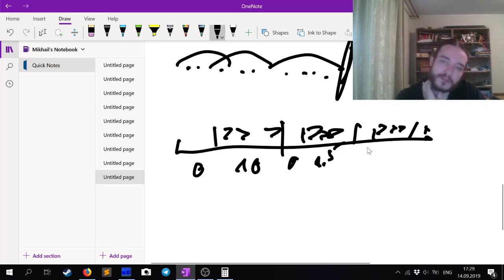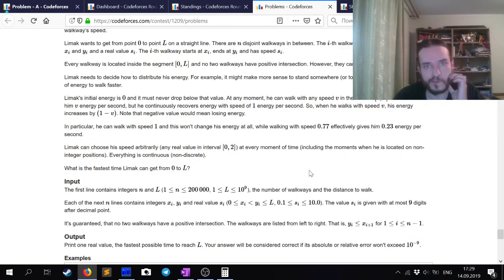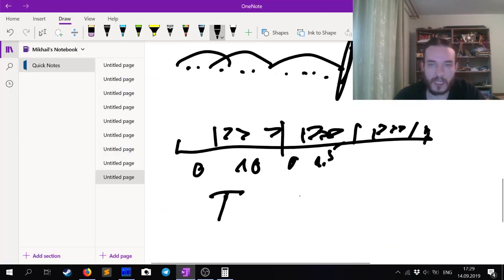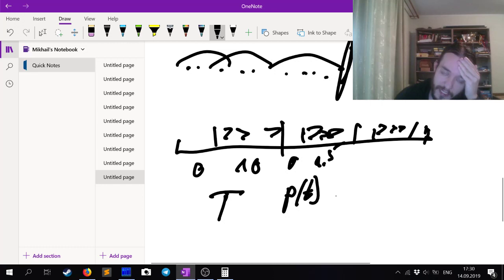So how do we distribute our energy? Assume that we want to get to the back in time t. What that means is we gain t energy, and like the integral of our speed dt. Let p of t be our coordinate, and well, the derivative of p is our speed, right?